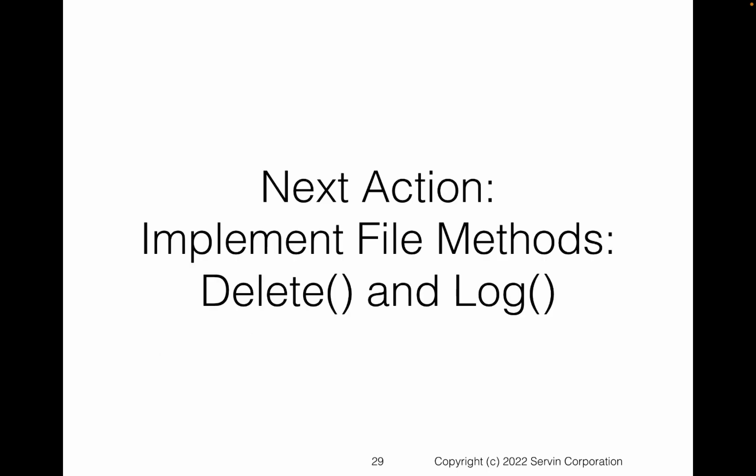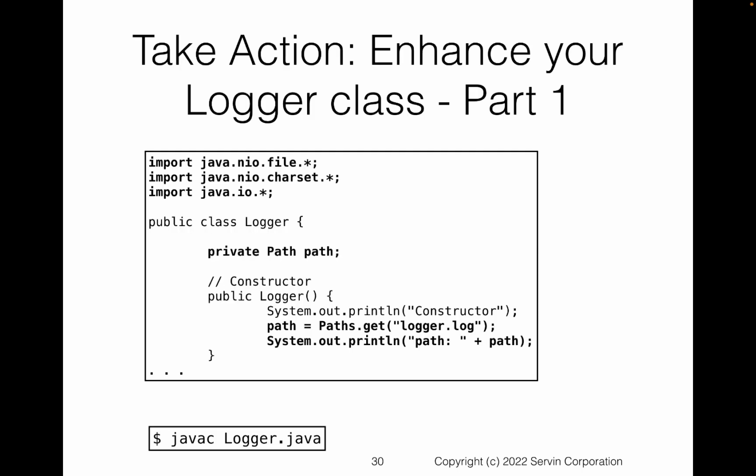Okay, three good commits. The next action, implement the file methods. You've got a delete and you've got a log. Need both of those methods implemented. To do this, we begin on the Logger class. Notice at the top we have to import java.nio.file.*, java.nio.charset.*, and java.io.*. Java.io was the original set of Java classes. Java.nio is the new IO, which was added in later versions of Java.